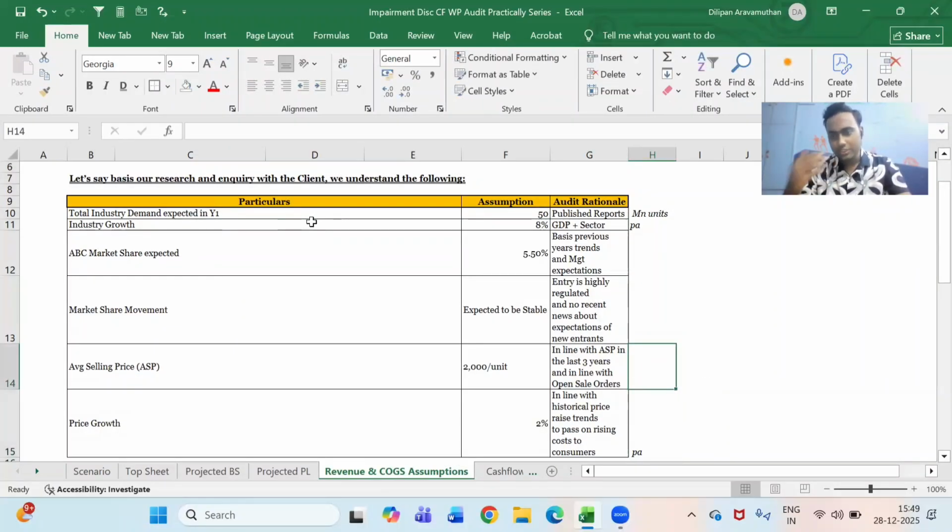And let us say we also look at the open sale orders. Like, let us say financial year 24-25 got completed for ABC Limited and the audit got over. But let us say for financial year 25-26 also, entity ABC would have entered into sale contracts, right?